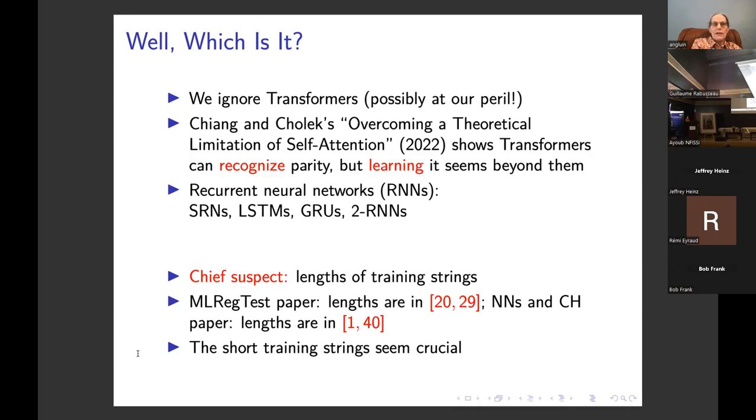So in trying to do experiments with this question, what I came up with as the chief suspect in the discrepancy between the two claims about counting modulo n was the lengths of the training strings. In the ML reg test paper, the lengths of the training strings are between 20 and 29. In the Neural Networks and the Chomsky Hierarchy paper, the lengths go from 1 to 40. And it seemed, as I muddled around with experiments, that short training strings seem crucial to the learning of parity. We'll get back to this topic a little bit later in the talk.